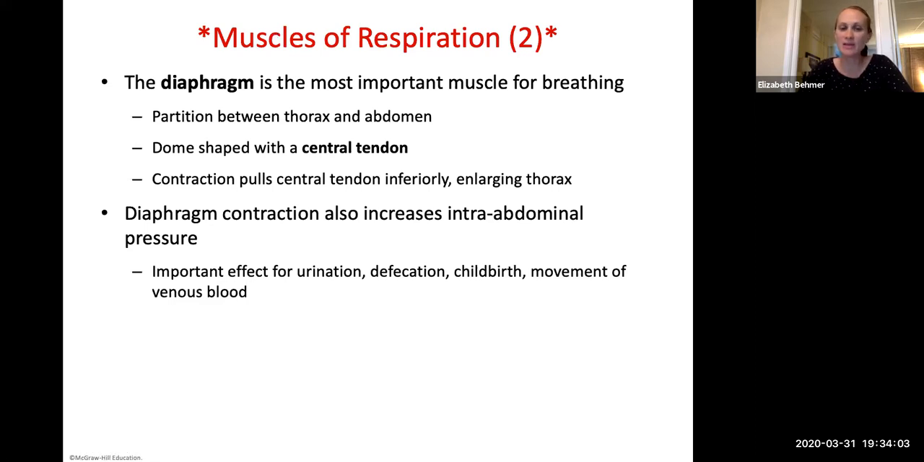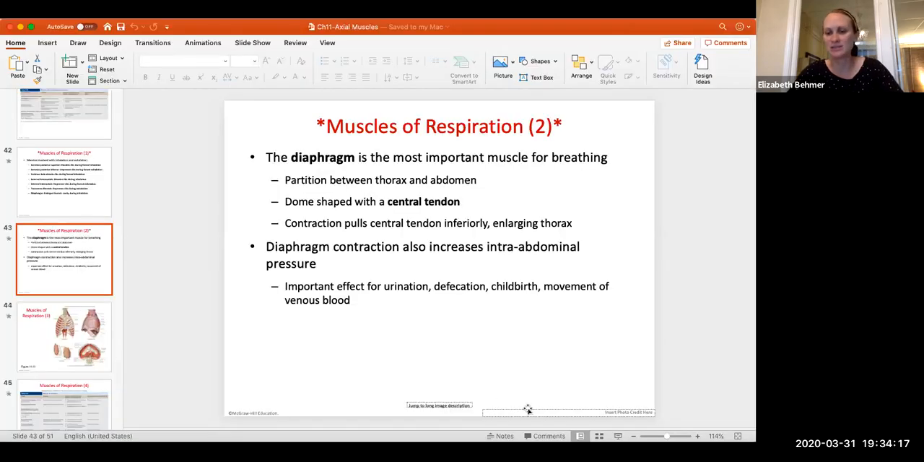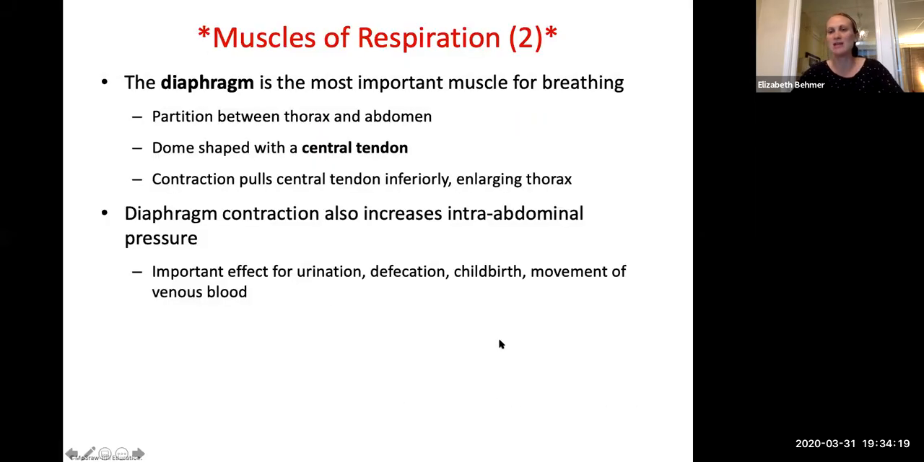Diaphragm contraction is also important for other things. So when it asks how it's important, you should know it's important for urinating, defecation, which is going number 2, childbirth, and movement of venous blood. Your diaphragm helps move blood back to your heart. Due to pressure changes, it helps push blood from the lower half of your body back up to your heart where it needs to be.